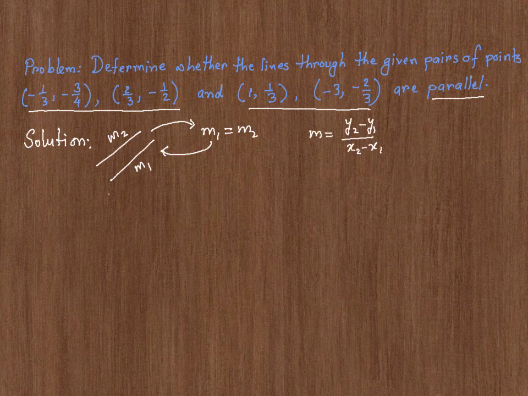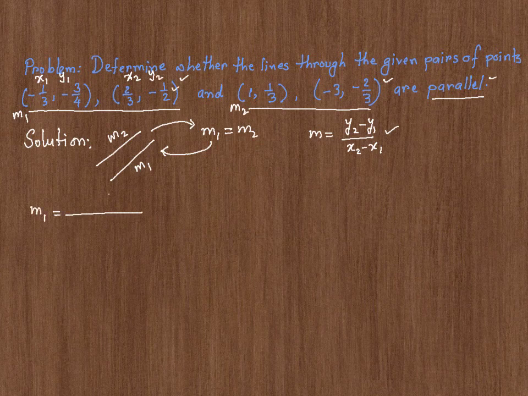By the way, in this problem, to determine whether the lines are parallel, all we need to do is find the slope of this line and then find the slope of this line and compare them. I'm going to call the slope of this first line m1 and the slope of the second line m2, and then use this formula to find the slopes. And let me go further and label this point as x1, y1, and this as x2, y2.